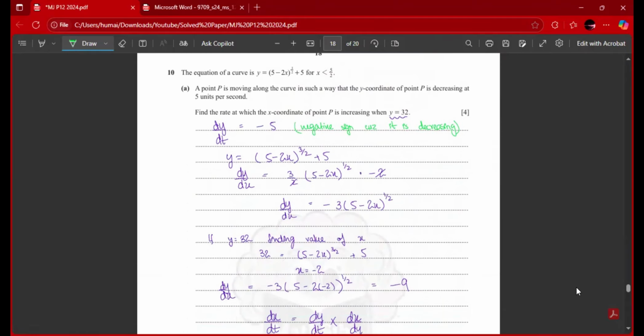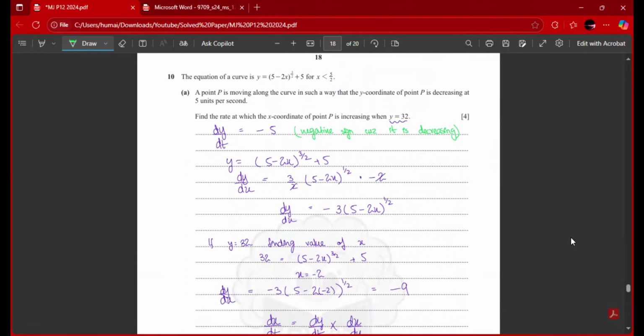Now we have question number 10. Okay, so this question is again a good question. An equation of the curve is this, and x squared. Okay. So they're saying that a point P is moving along the curve in such a way that the y coordinates of P are decreasing 5 units per second.